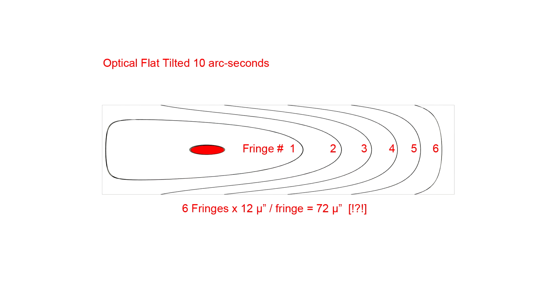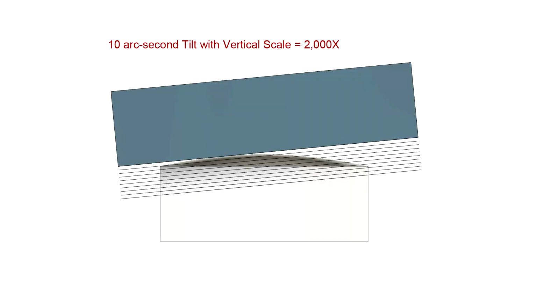Now, how much convexity does the fringe pattern suggest? We might assume that the high spot is toward the left and the surface falls off about 6 fringes, or 72 microinches toward the right. A big mistake. That's about twice the actual height of the convexity. Let's look at the side view of this model.